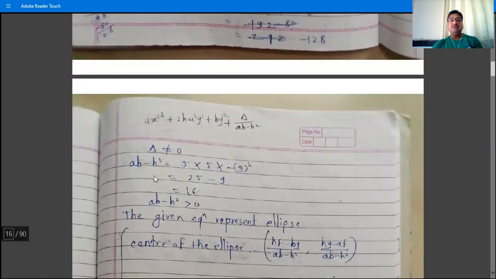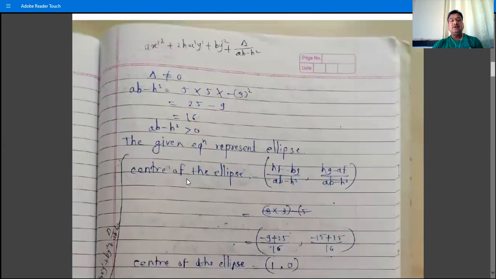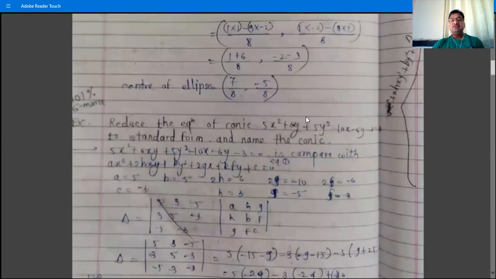And therefore we determine ab minus h² now. So ab minus h²: a is 5, b is 5, and minus h is 3, square, minus 3 square. So 25 minus 9 is 16. Therefore ab minus h² is greater than 0, and therefore the given equation represents an ellipse. So this is the general equation of ellipse.